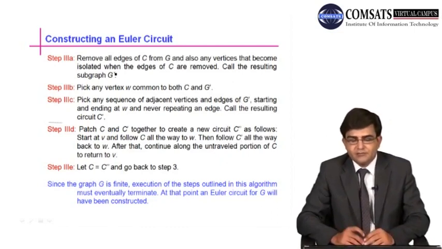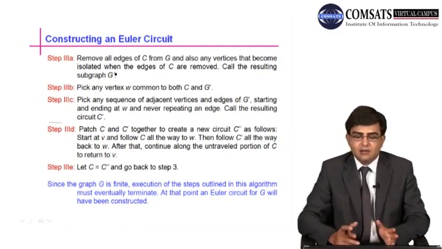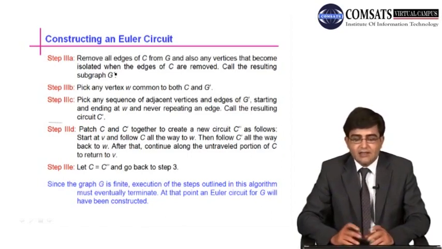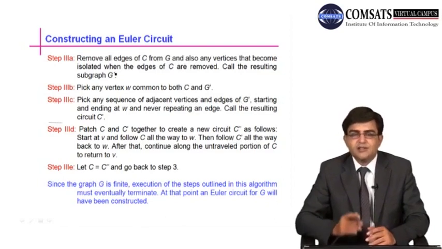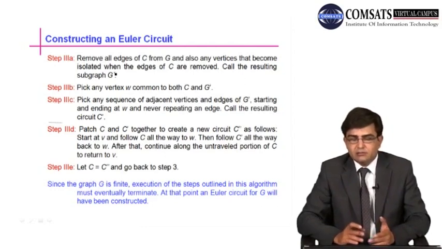If all the vertices and edges are not used in C double dash, then we go back to step 3. So this process continues until you get a circuit which contains all the vertices and all edges, such that all vertices come at least once in that circuit and all edges come exactly once in that circuit.